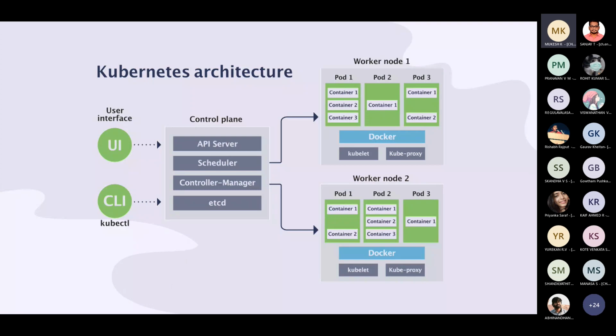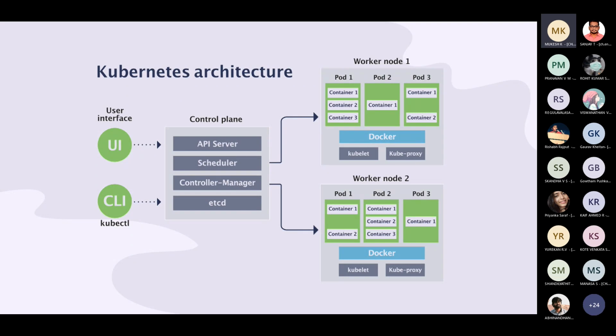Now let us see the Kubernetes architecture. Kubernetes mainly consists of two important components. One is the control plane, which is also called the master node, and another one is the worker nodes. The control plane manages all the worker nodes, and inside the worker node we can see the pods. The worker node contains these pods, and within the pods there are one or more containers.